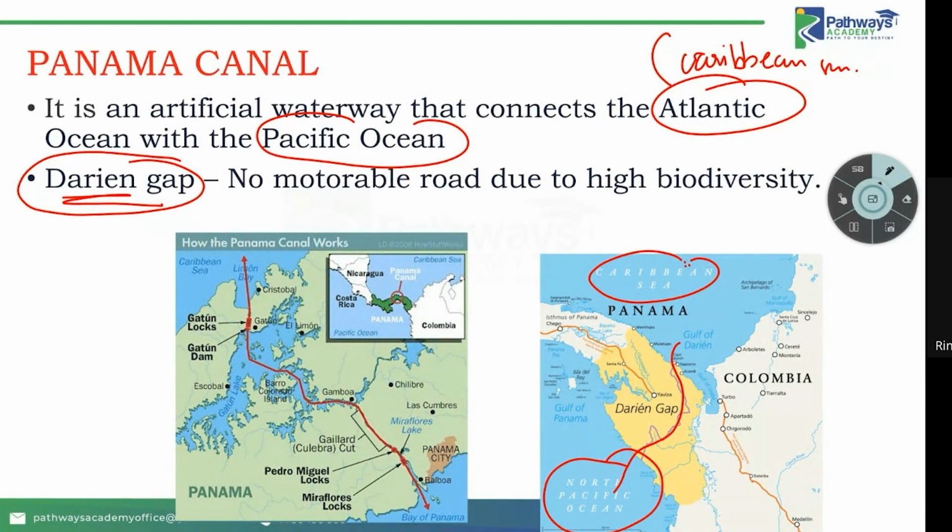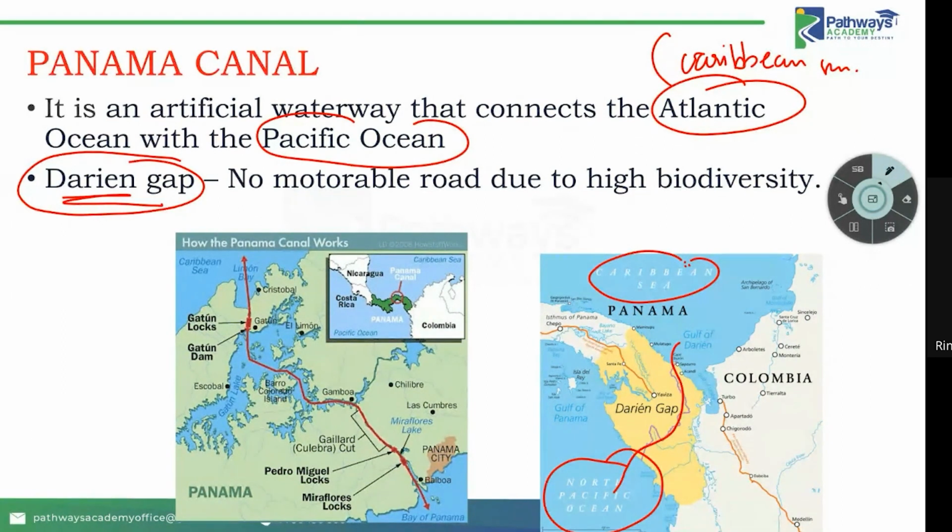Some of them want to expand this Panama Canal by dredging and making the canal wider. But environmentalists are not agreeing with this, because of the Darien Gap. Darien Gap is a region with rich biodiversity and endemism. That is why the environmentalists are not allowing the widening of the Panama Canal. Please note it down, Darien Gap. It does not have any motorable route due to high biodiversity.